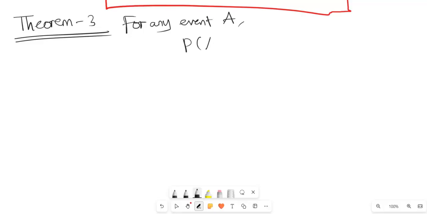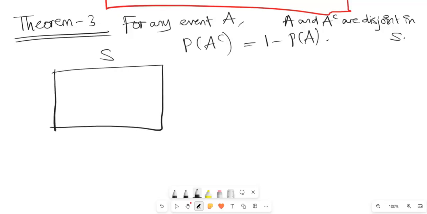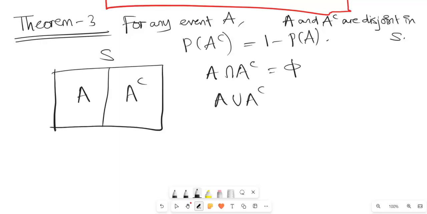we can assign probability of A complement as nothing but 1 minus probability of A, assuming A and A complement are disjoint in the entire sample space S. What it means is that consider this is your sample space and you have only two events, one is A, one is A complement. So when you take A intersection A complement, it is null, and when you take A union A complement, it is the entire sample space S.